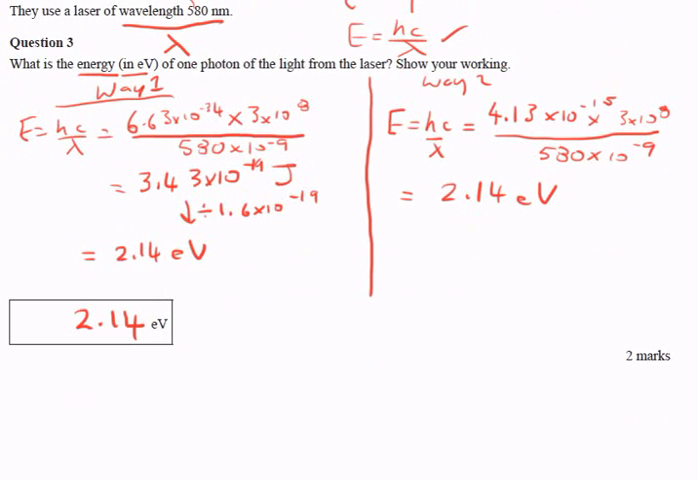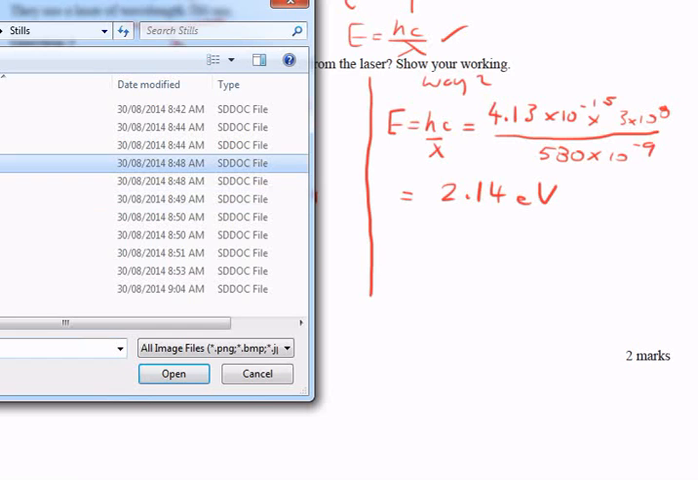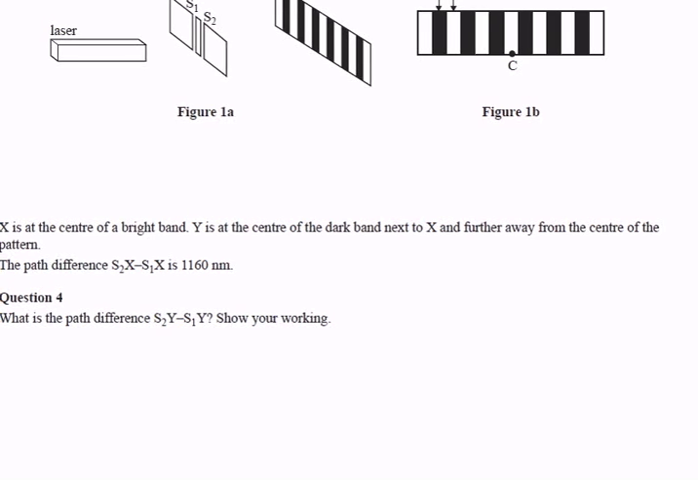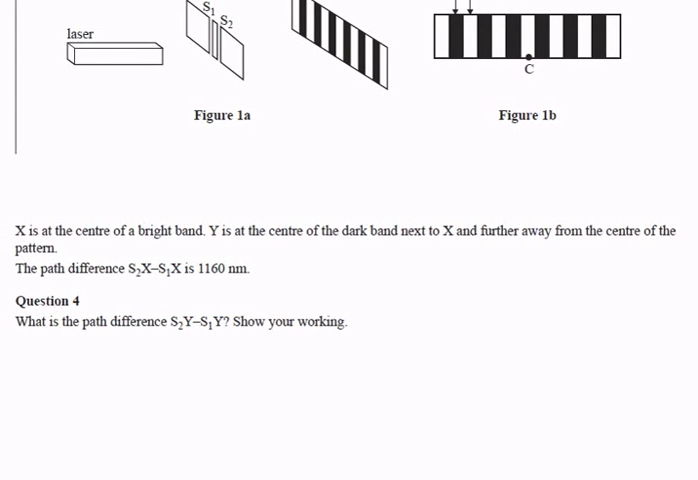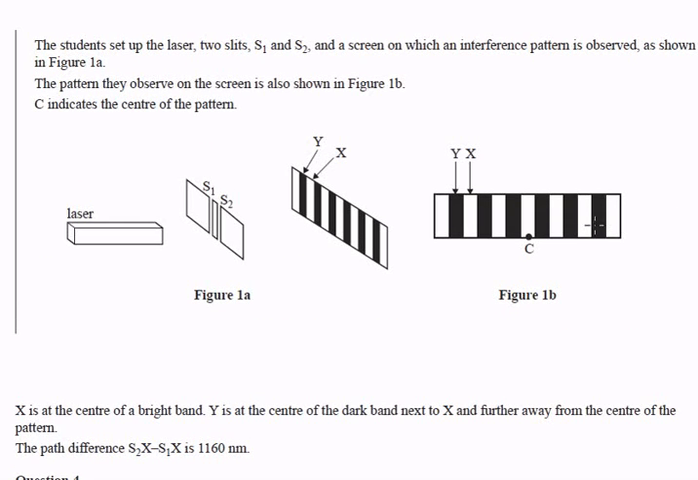Alright, that's that one. Question 4. Alright, carry on from that. Just remember that the wavelength is 580 nanometers. They set up two slits. Here's the laser, two slits, and you get the interference pattern as shown. This is the same interference pattern.